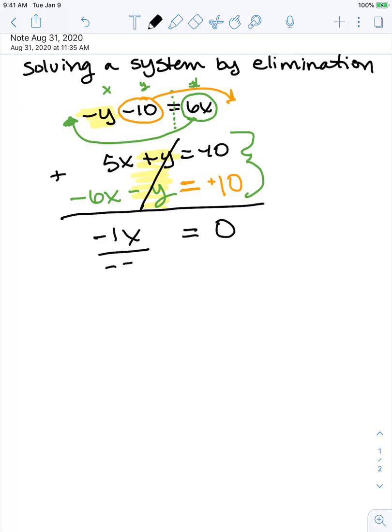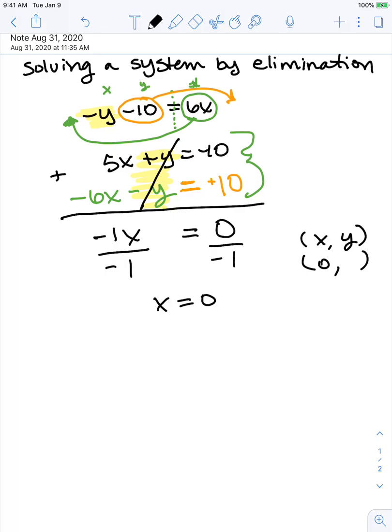And then I divide by negative 1 on both sides. And I get x equals 0. Well, that's my x term. I need my y term. So I pick an equation. It doesn't matter which one.